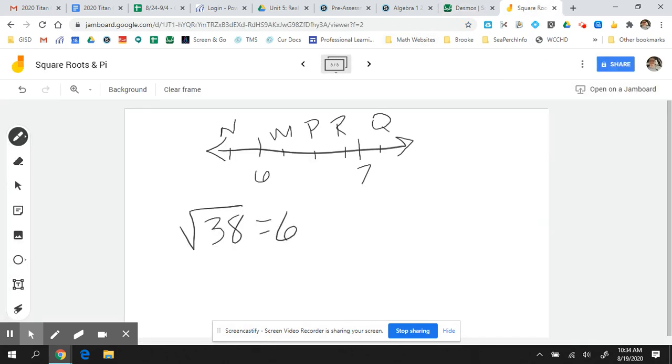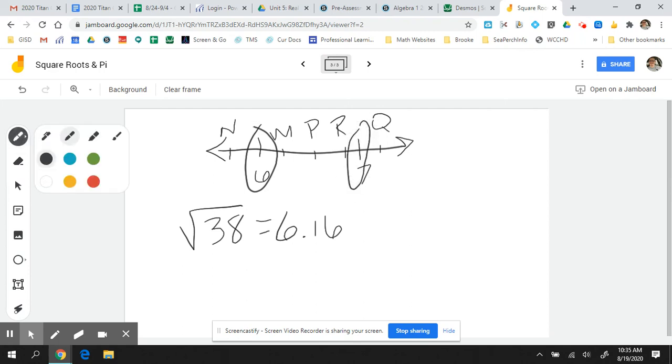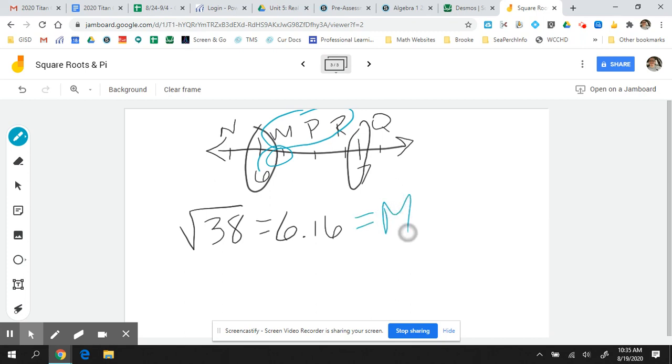I would write that down first, and then you can go back to your number line and figure out where that would be located. Here is 6, and here is 7. So we definitely know it has to be one of these 3 points. It's going to be the one closer over here to 6. So it's going to be point M. That's another way they use square roots: you have to find what numbers they fall between, which one it is closest to, those types of problems.